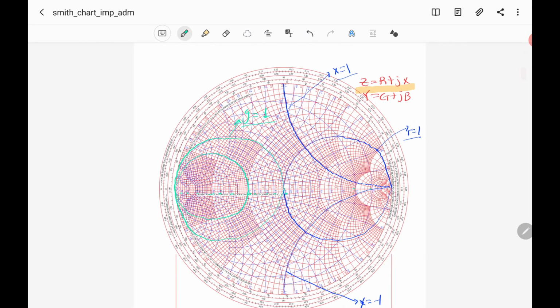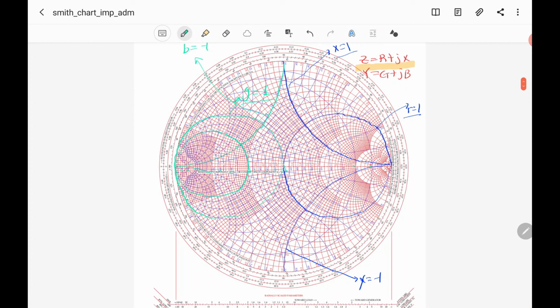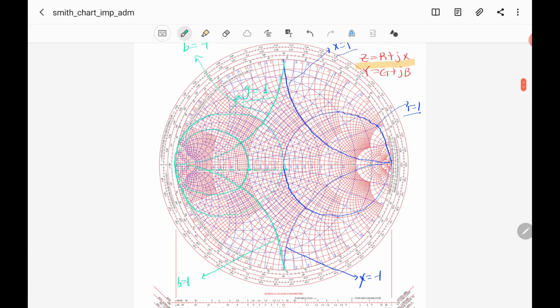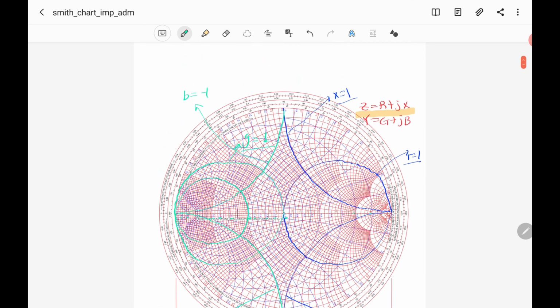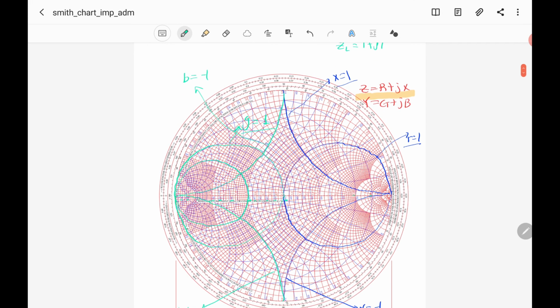And then here, this is the constant B circle, right? So this is B is minus 1, because we said opposite. This is B is 1. So actually I gave you an example, right? So ZL is 1 plus J1. So let's put this value.